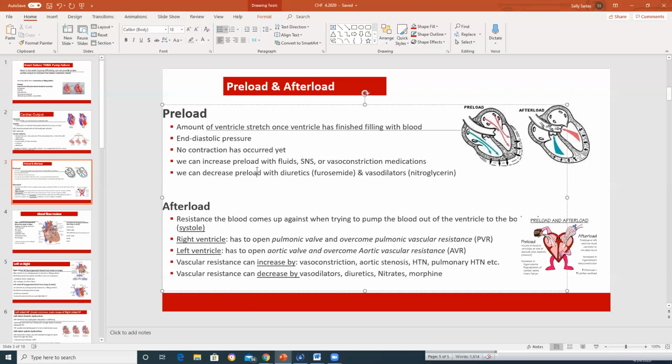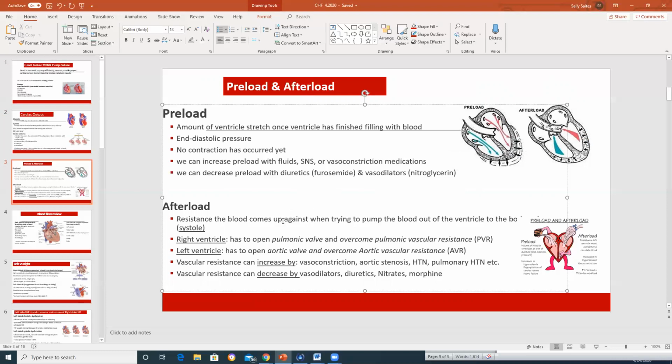That will all increase the preload. We can also decrease the preload. We can use diuretics to decrease the fluid volume. And then we can also use vasodilators like nitroglycerin. There are a few vasodilators like nitroglycerin that open up the vessel, and because it's wider, the blood goes a little slower and it helps with the workload of the heart.